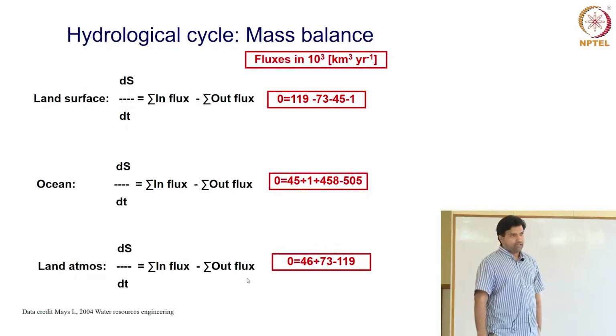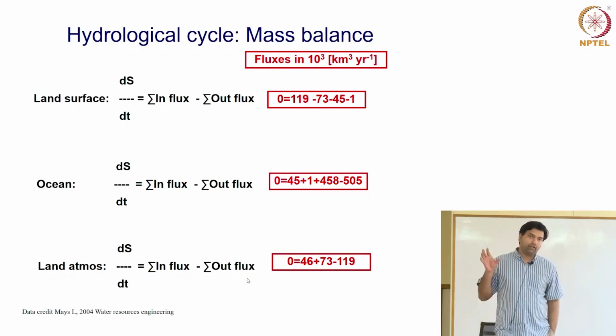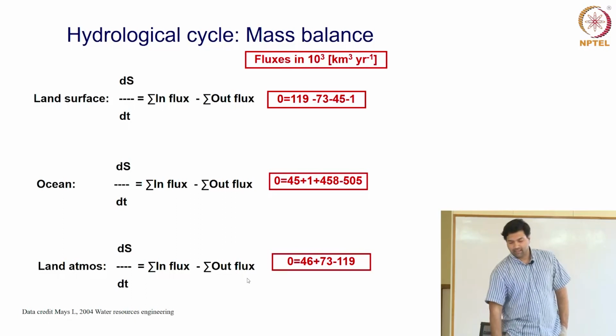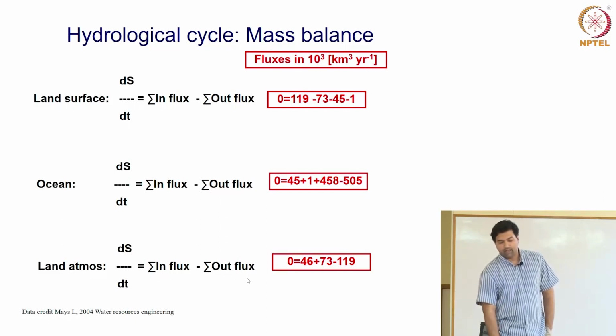So in terms of land surface flux, this is just a recap of what I said earlier. If you just take land surface, the rate of change of storage of soil moisture in the land surface is equal to the sum of influx minus the sum of outflux. So I say on an annual scale, things are balanced. So the rate of change of storage is 0, so your net flux is also 0. So there are inputs and outputs. Here I have put 119 as input and 3 outputs, 73, 45 and 1.